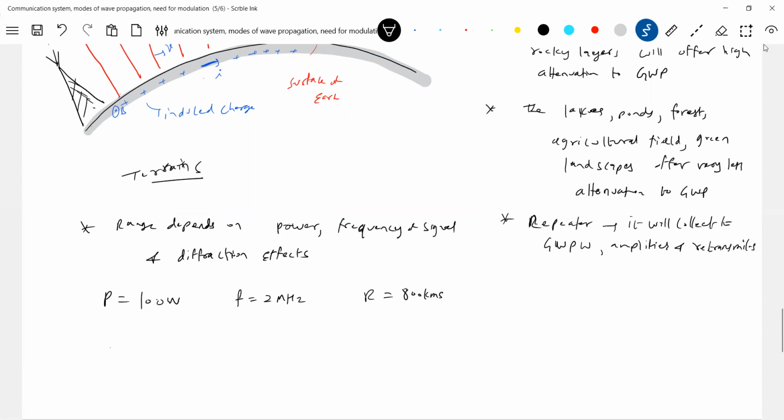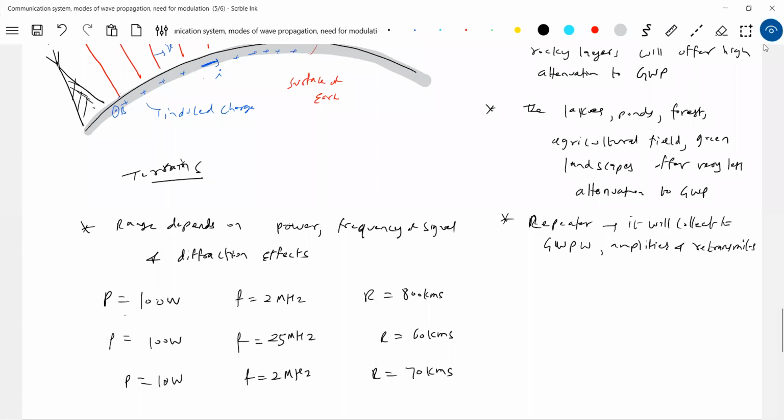You check it. If the same power of wave is 100 watt and the frequency is around 25 megahertz, then it will propagate only up to a distance of 60 kilometers. Then if the power is 10 watt and the frequency is 2 megahertz, then it will propagate up to around 70 kilometers. So what does it mean? High power will have more range.